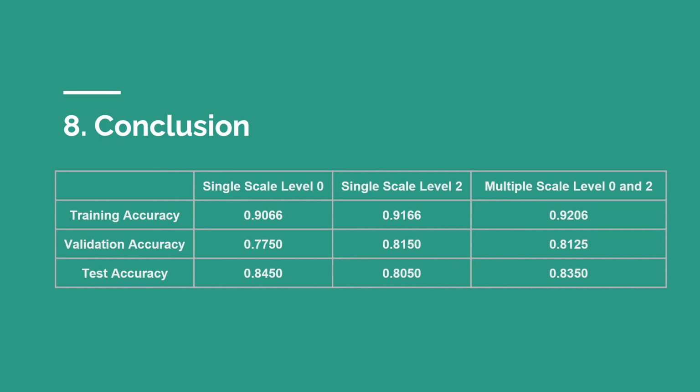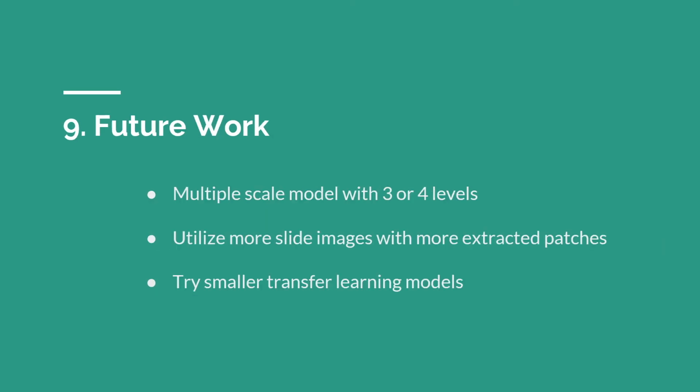In conclusion, among all of my three models, the multiple scale one performs the best. As we can see from the table, the multiple model has higher validation accuracy than single model level 0 and higher test accuracy than single model level 2. For future work, I expect to perform another multiple scale model with 3 or 4 levels. Also, I expect to utilize more slide images with more extracted patches as data input.